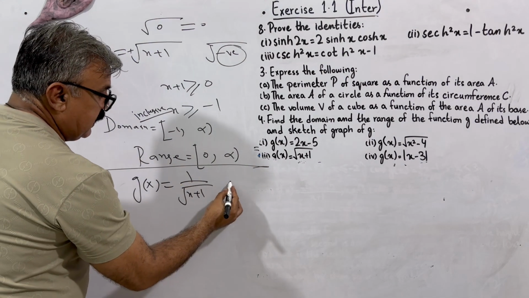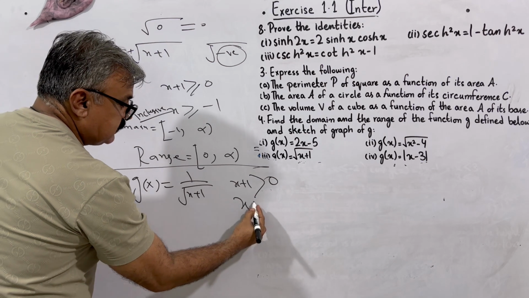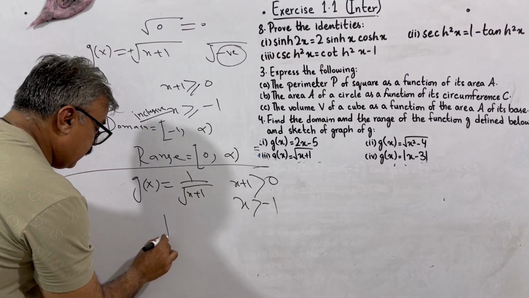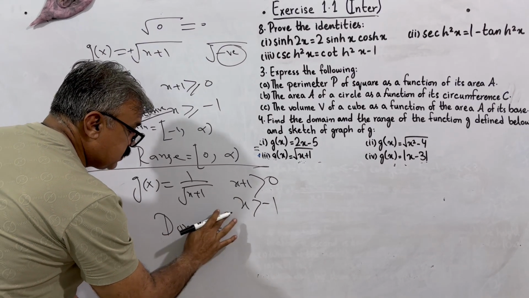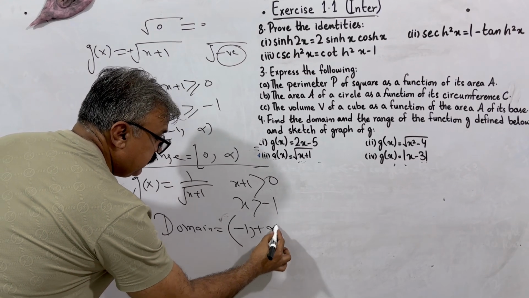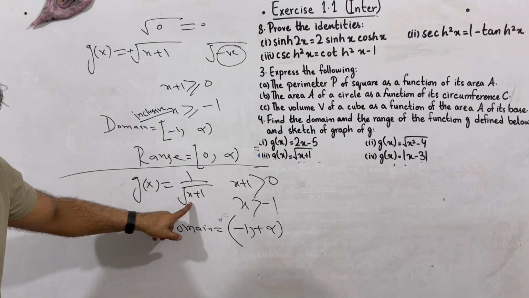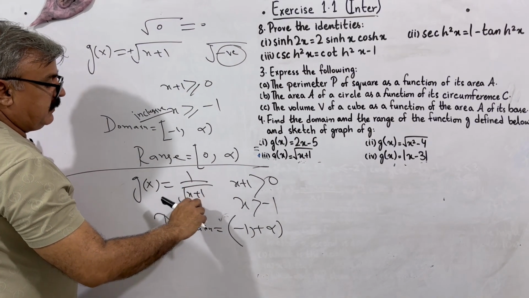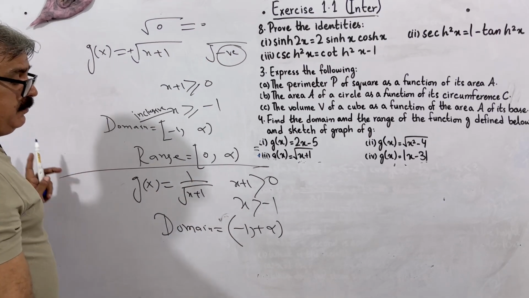So here explicitly I have to write x plus 1 is greater than 0. So x is greater than minus 1. From the domain, I have to exclude minus 1. I write it in that fashion, minus 1 to positive infinity, with minus 1 discarded. If I put minus 1 here, minus 1 plus 1 in the denominator gives me 0. That's a violation of the definition of domain.